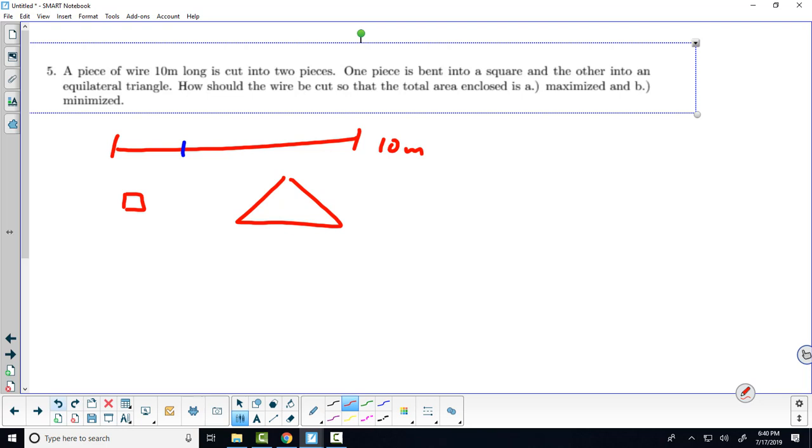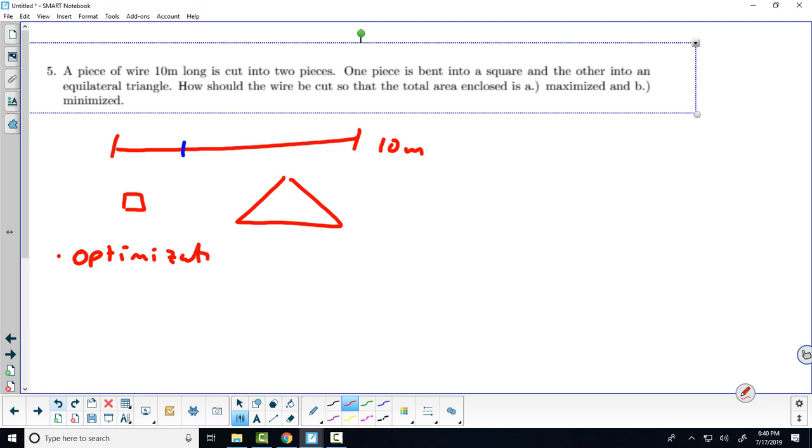So we are tasked with doing two things here. We are tasked with finding where we would want to cut this wire in order to maximize the area and in order to minimize the area. Okay. So what's hard about this one? Well, what's hard about this one is what's going to be hard about all of these problems going forward. It's not the calculus part. It's coming up with the original constraint and objective functions. Okay. So what's our max-min function? What's our optimization function here?